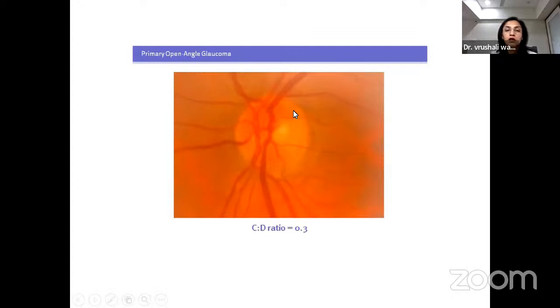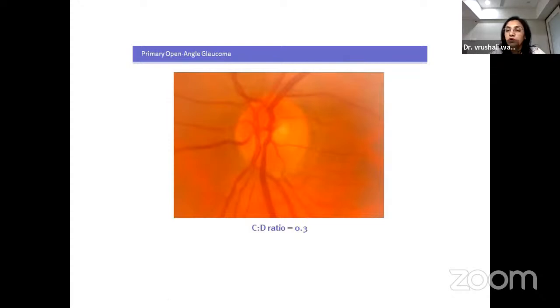So this is how the optic nerve looks. This is the optic disc. This is the optic cup. This is the rim of the optic nerve. So we need to see how much the cup disc ratio is. This is the cup and this is the disc. The normal optic cup disc ratio is around 0.3 to 0.4.